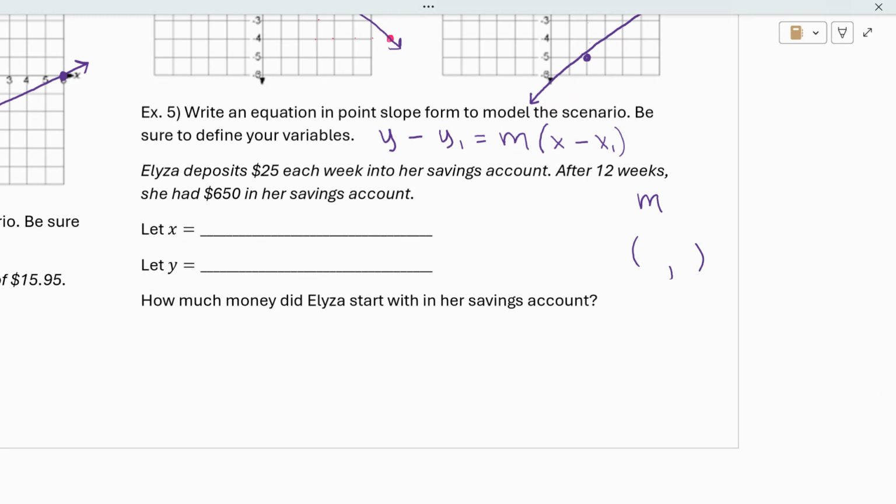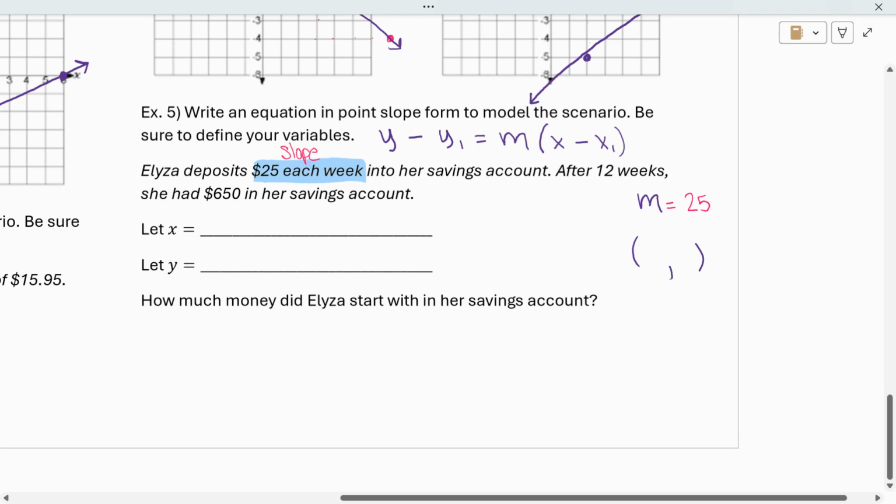So it says Eliza deposits $25 each week. What happens when we see that word each? We know that that's what kind of word? It's a slope word. So what is my slope? It's 25.